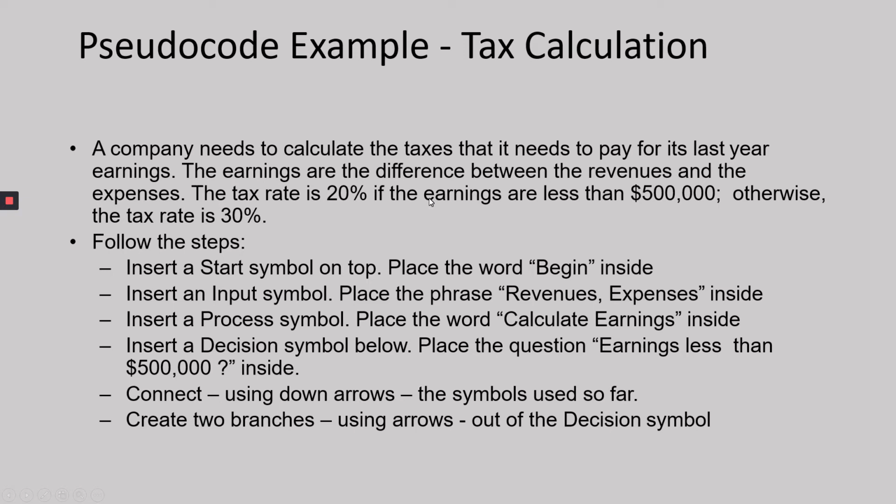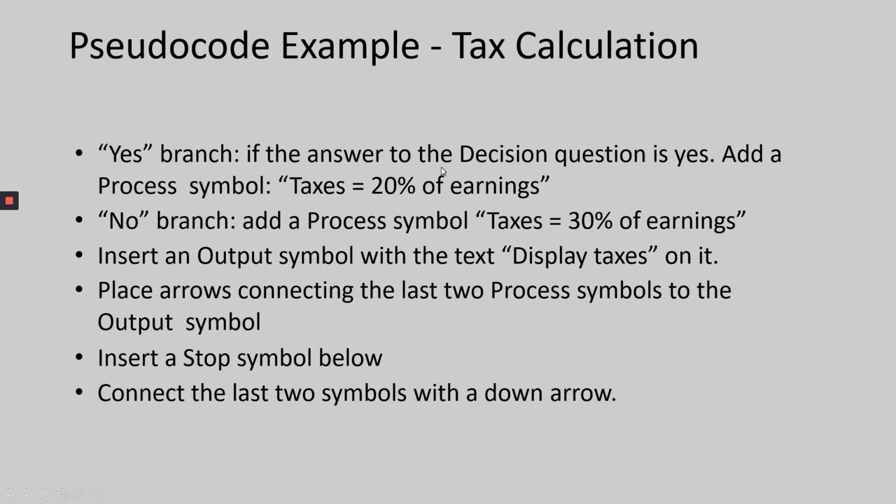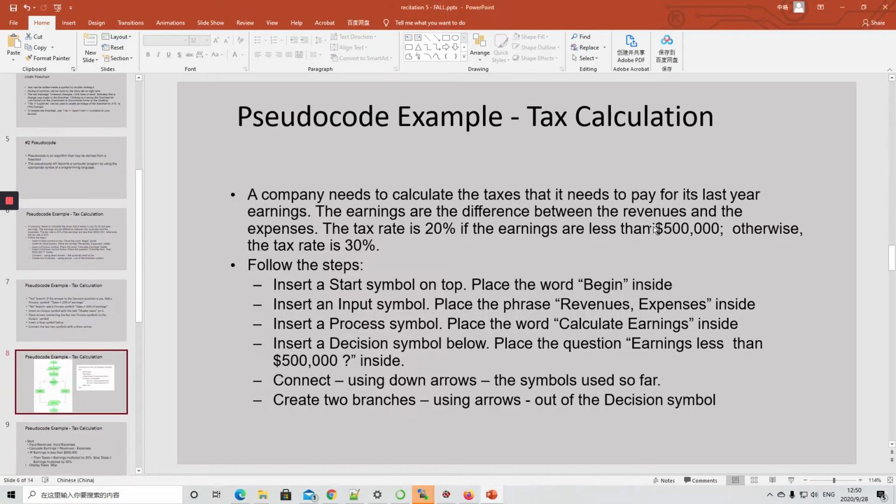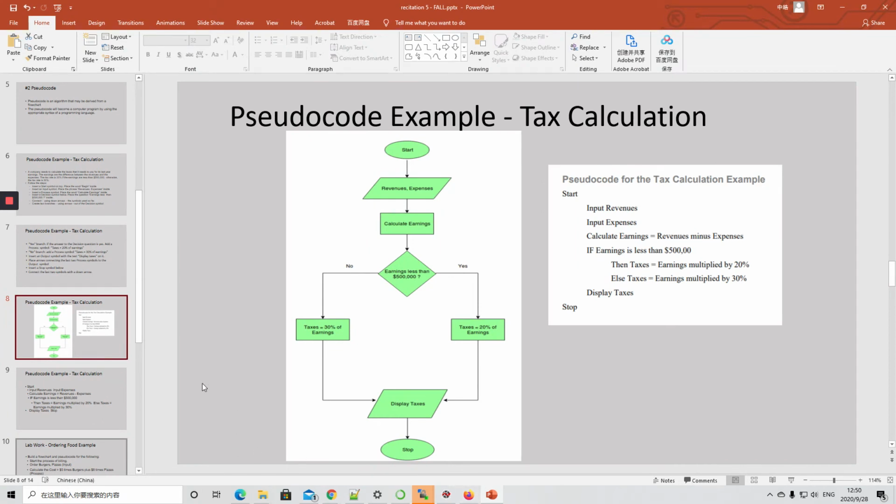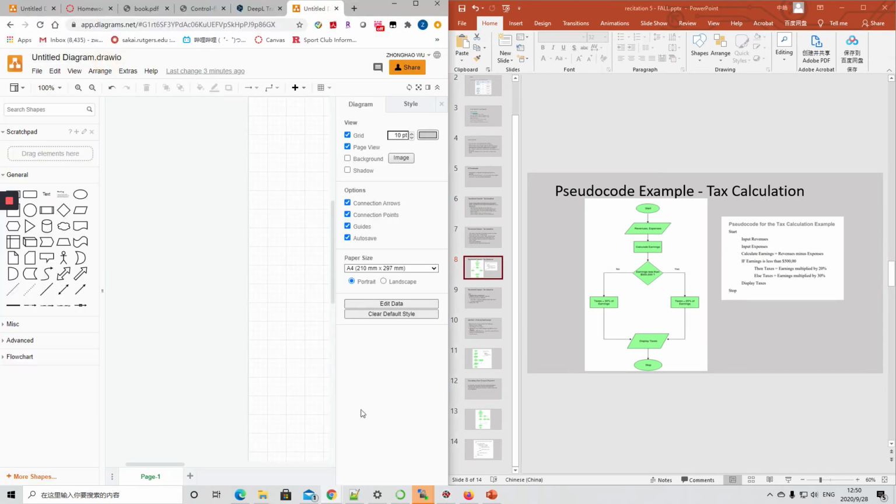So it is very obvious that there is a decision making. If the earnings is smaller than this number, the tax is gonna be 20. But if it's greater than this number, the tax is gonna be 30. So this is the code, but I want you to go to the flowchart directly. I want to create this one to show a little demo about it.